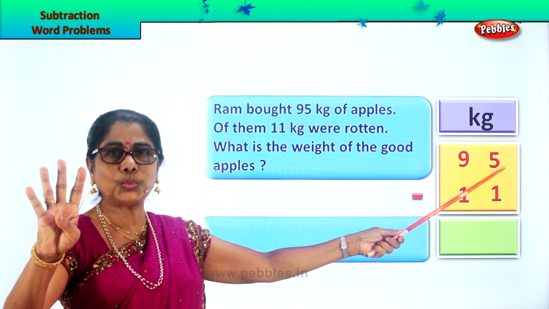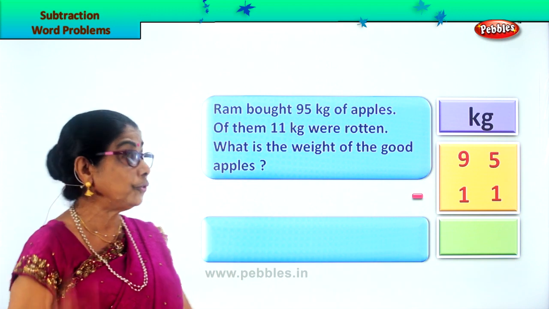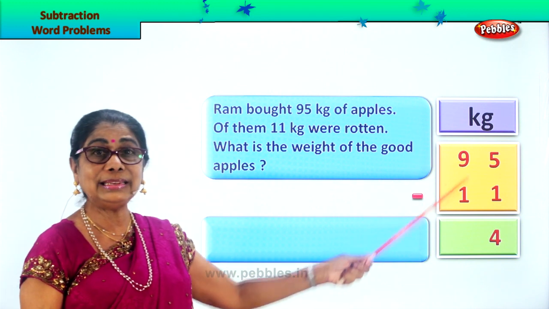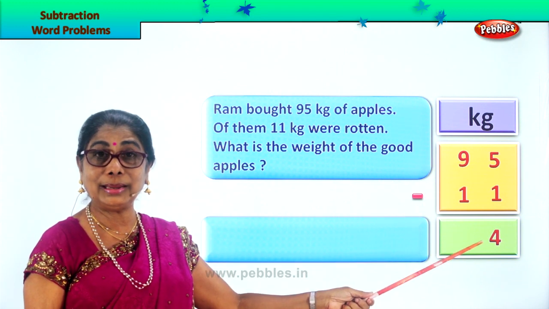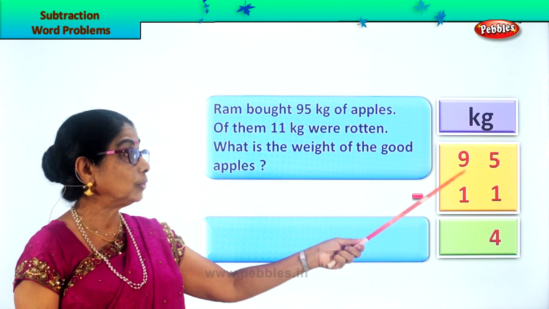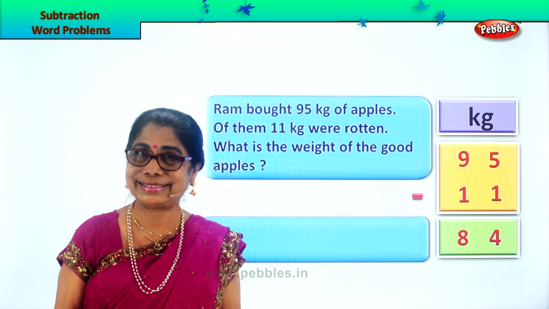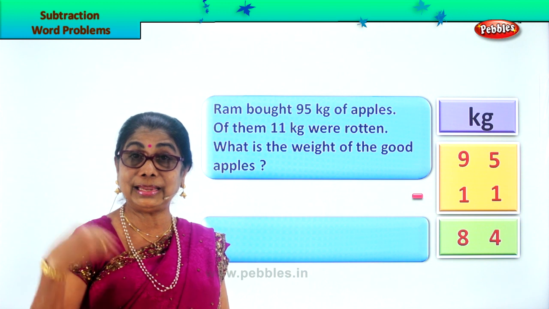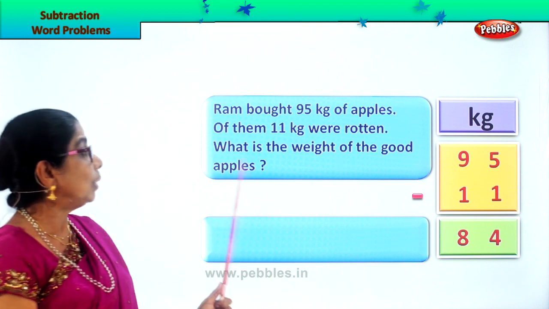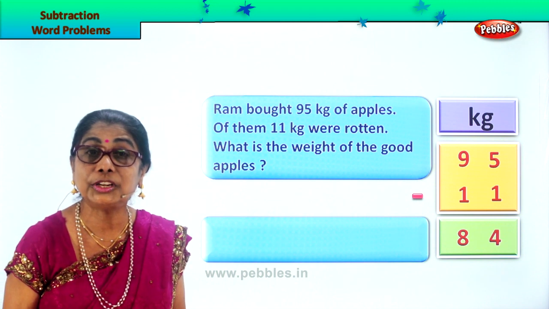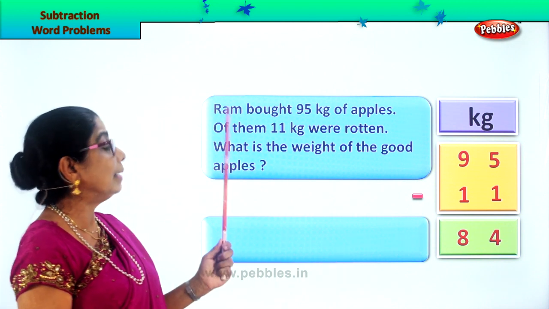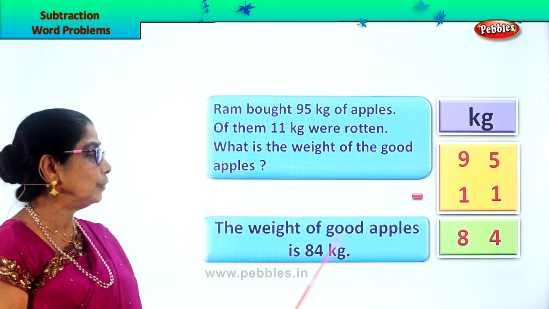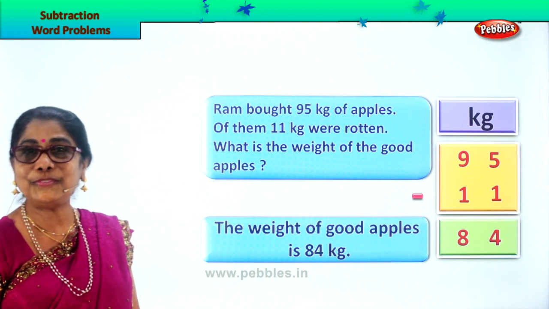5 minus 1. 5 take away 1 gives you 4. 9 take away 1 is 8. 8 plus 1 is 9. So 9 take away 1 is 8. Good. So 84 kg is the weight of good apples. 11 kg were rotten, 84. So what is the weight of the good apples? The weight of the good apples that Ram has is now 84. That's the answer. The weight of good apples is 84 kg.